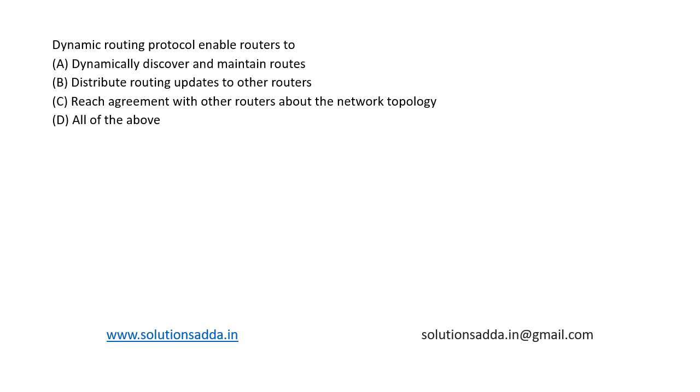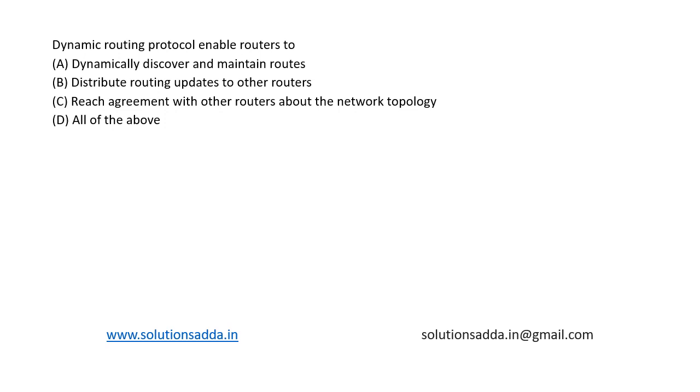This is a question from computer networks. Dynamic routing protocol enables routers to dynamically discover and maintain routes, distribute routing updates to other routers, reach agreement with other routers about the network topology, all of the above. So what is the basic concept of dynamic routing? It is a process where a router can forward data via a different route for a given destination based on the current conditions of the communication circuit within a system.